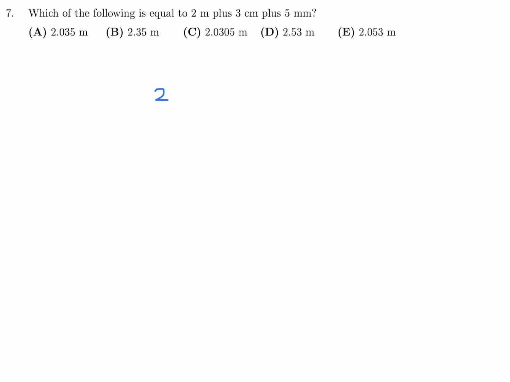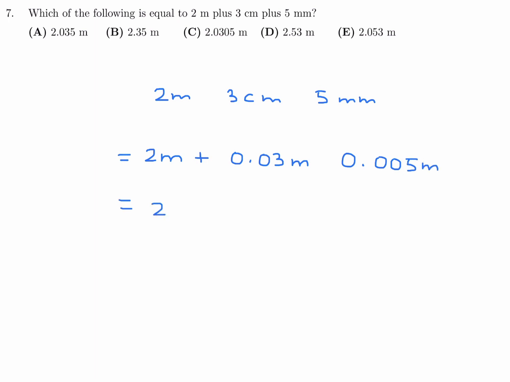Which of the following is equal to 2 meters plus 3 centimeters plus 5 millimeters? Okay, all the answer choices are in meters, so we've got to convert this to meters. Well, 2 meters, that's already in meters. 3 centimeters, you have to divide by 100. And when you do, you get 0.03 meters. And then millimeters to meters, divide by 1,000. So that would be 0.005 meters. Adding these guys up, we get 2.035 meters. And therefore, number 7, the answer is A.